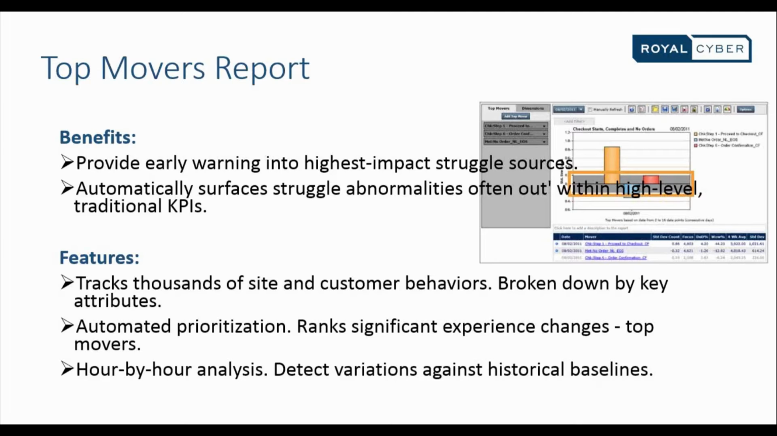Top movers also automatically calculates the change in the selected metrics relative to historical averages. The chart sorts to the top the metrics that are most outside the range of the expected values. This provides quicker insight into what area of your site needs attention at any given time.